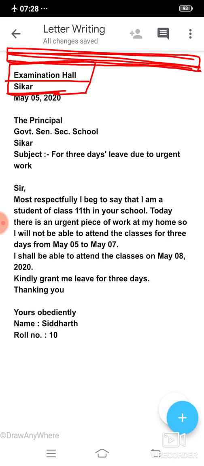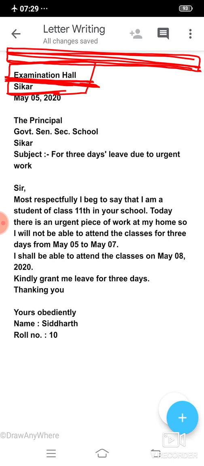We have to write only examination hall, and after examination hall we have to mention the name of the city where we are studying, though the name of the city may be other also. And here one thing which we have to notice is that the first letter of each word in the address is capitalized. For example, in examination hall, the first letter of examination is capitalized, and the first letter of hall, that is H, is also capitalized.